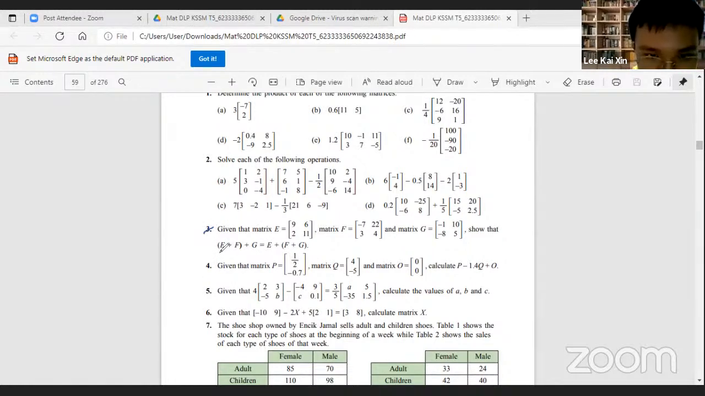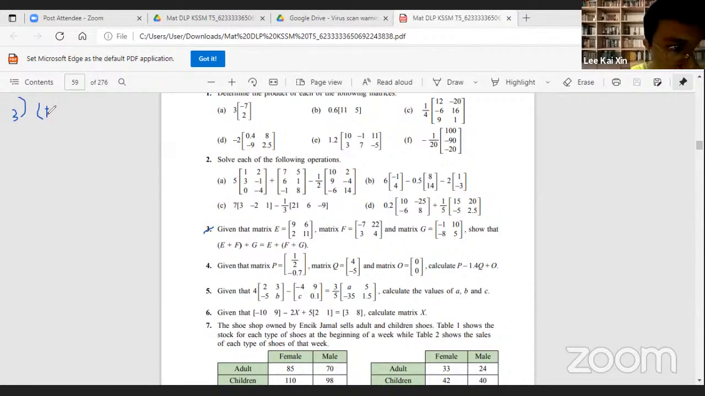Okay, let us do question 3. This one, they ask you to prove E plus F plus G is equal to E plus F plus G. Actually, just by your sense, when you look at this question, you will know it's the same. But they ask us to prove, so we prove to let them see.